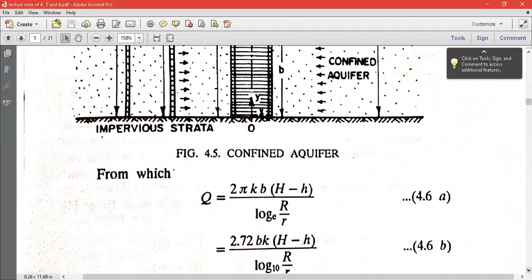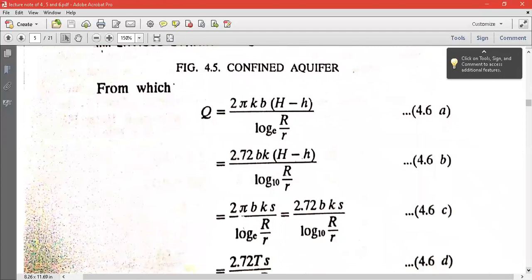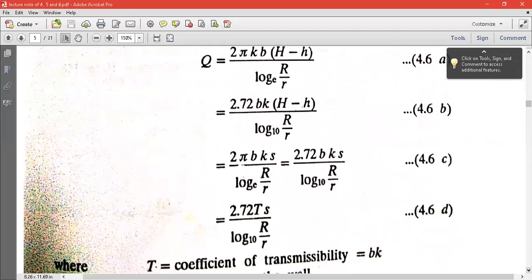Here just b, one constant term, is there. So definitely 2 pi again, log e you can convert into 2.3 log 10. So 2 pi divided by 2.3 ultimately gives 2.72 kb (H minus h) by log 10 (R by r). So ultimately it is giving 2.72.